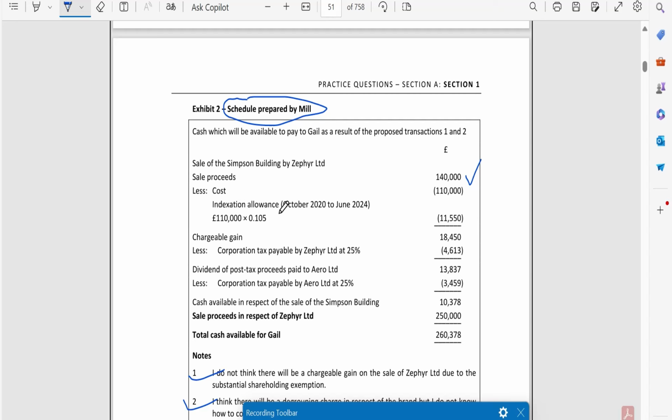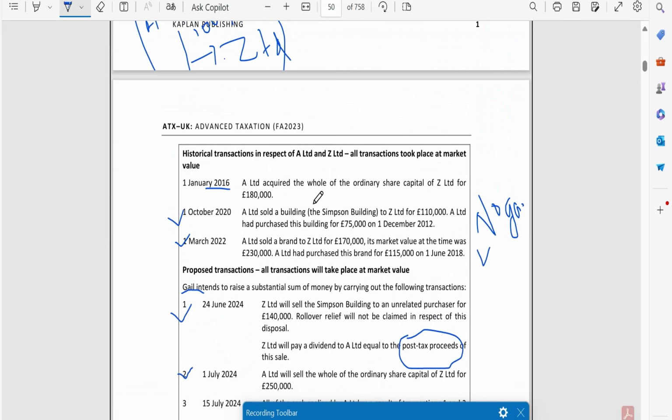Okay, so the cost indexation allowance for 2024 is incorrect, and the amount taken by Millie is also incorrect. As I told you, Z Ltd was part of the capital gain group at the time it sold the building, and this building was received by Z Ltd from A Ltd, both being part of the capital gain group. So this transaction occurred at no gain and no loss, right? The asset is transferred at cost plus indexation allowance.